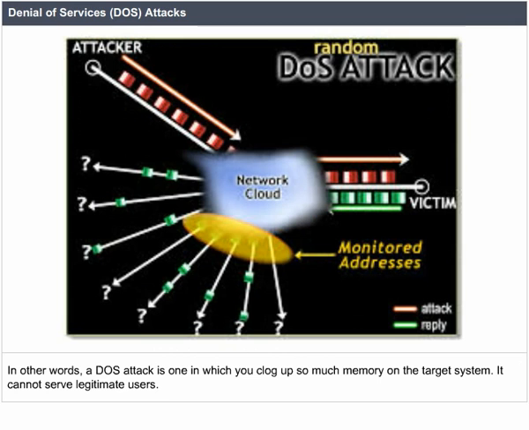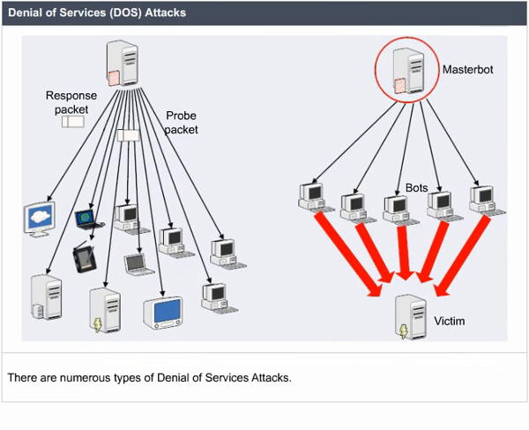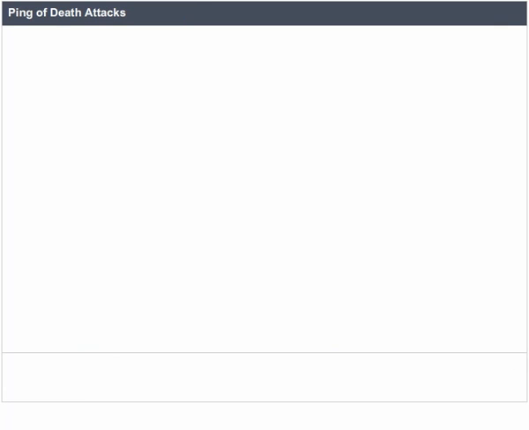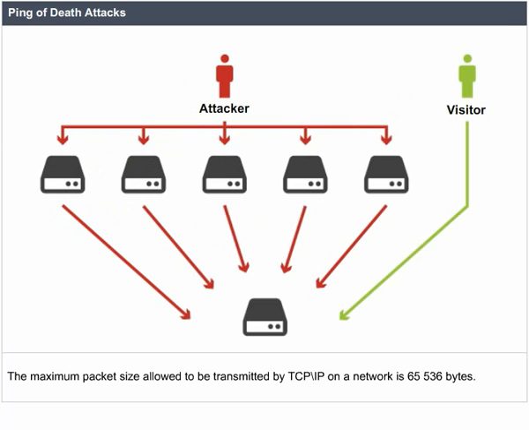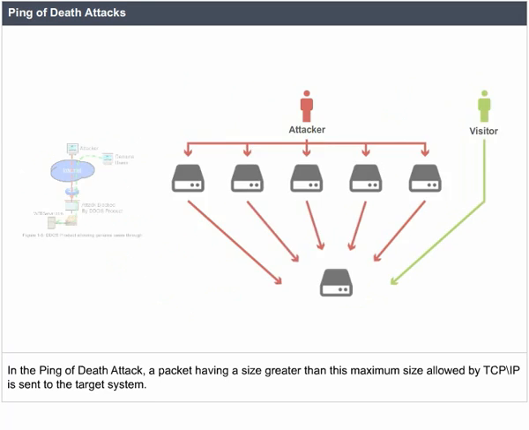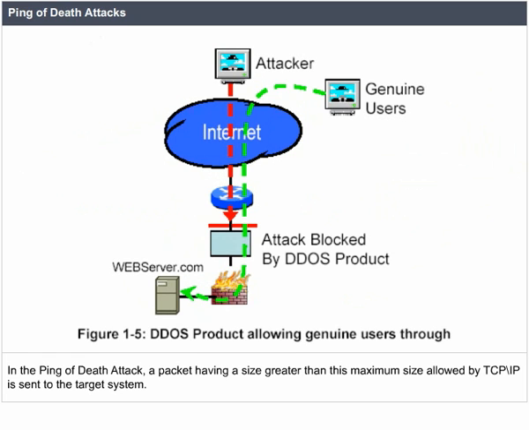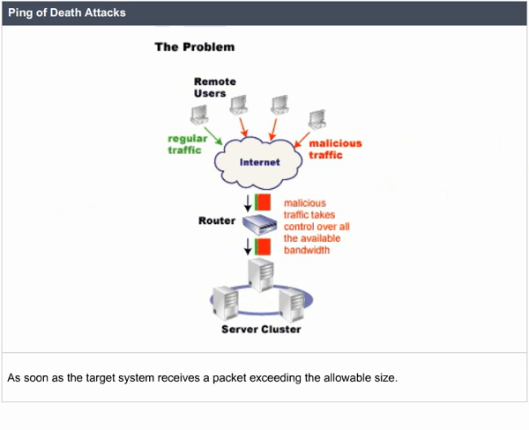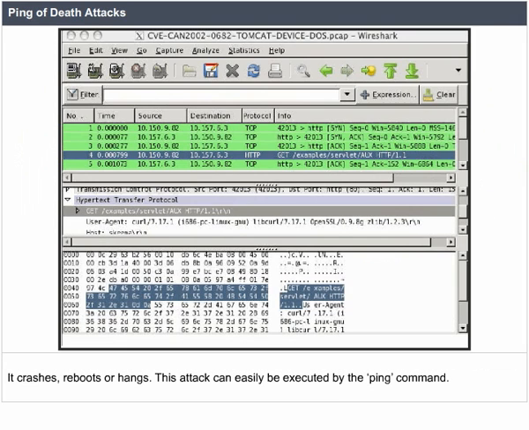There are numerous types of denial of service attacks. Ping of death attacks. The maximum packet size allowed to be transmitted by TCP/IP on a network is 65,536 bits. In the ping of death attack, a packet having a size greater than this maximum size allowed by TCP/IP is sent to the target system. As soon as the target system receives a packet exceeding the allowable size, it crashes, reboots, or hangs. This attack can easily be executed by the ping command.